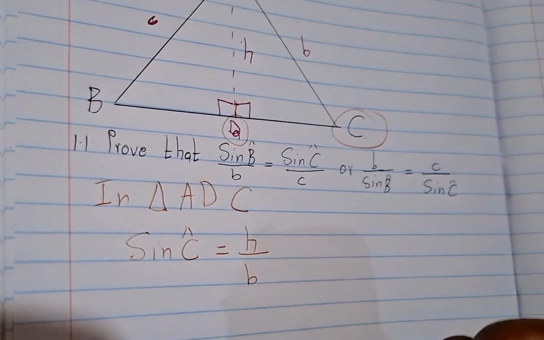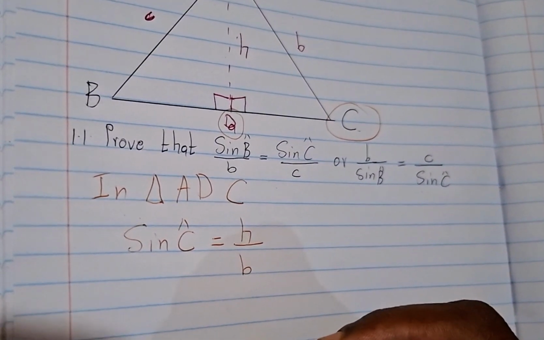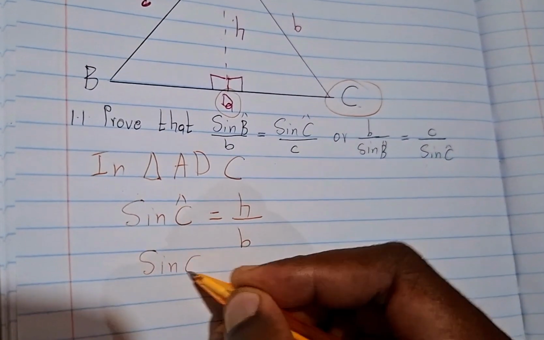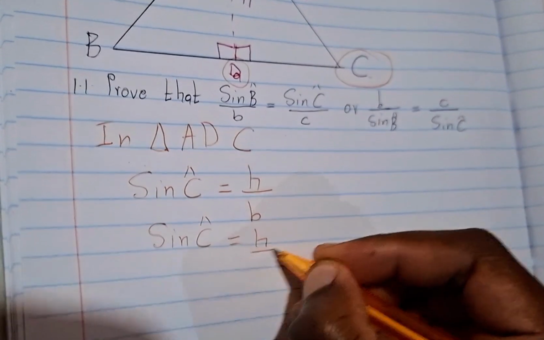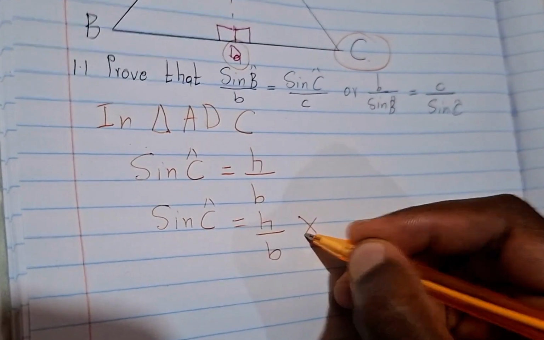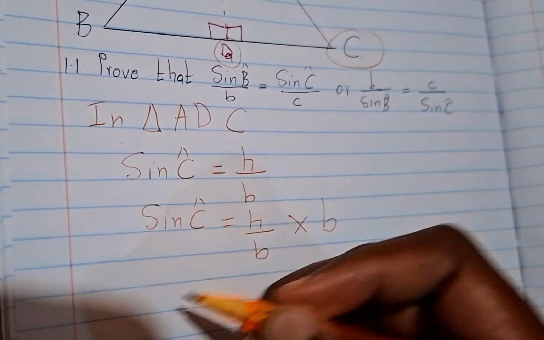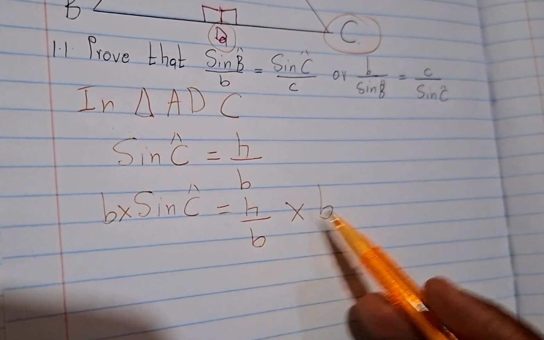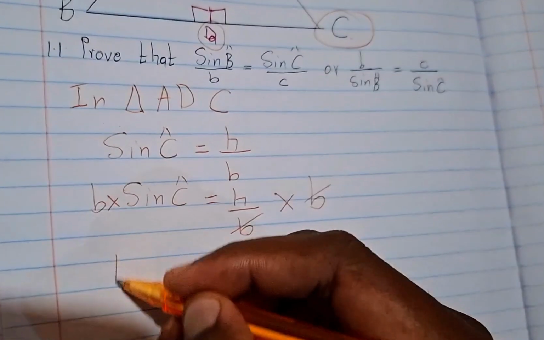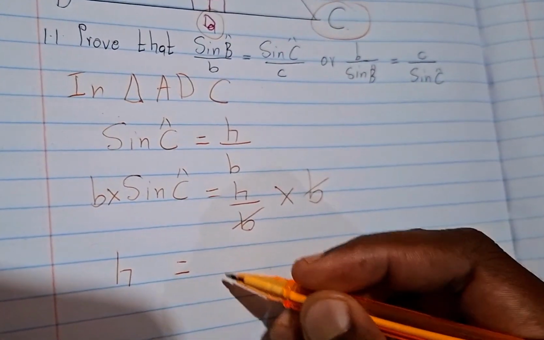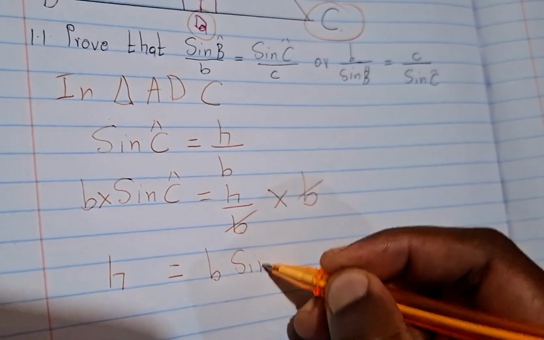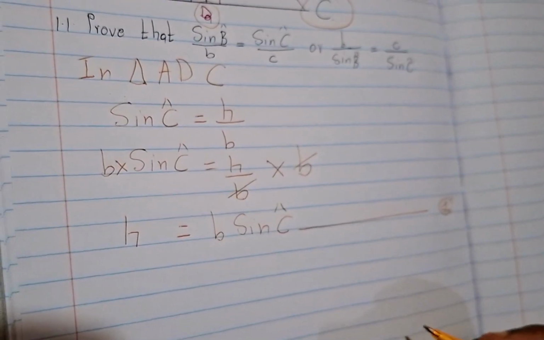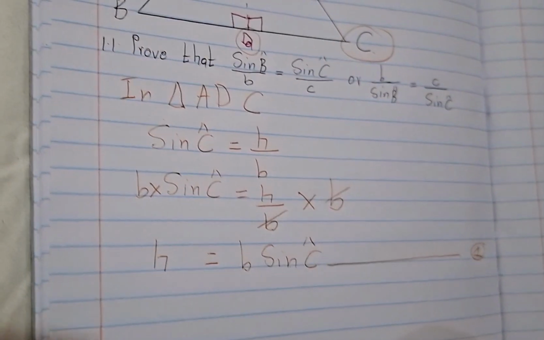Then let's solve for h. We multiply both sides by b in order to find h. So sine angle C equals h divided by b, multiplied by b, and on the other side we also multiply by b. So b divided by b we get 1. Our h is the same as b sine angle C, and we name that equation number 1. Okay, we are done with equation number 1.